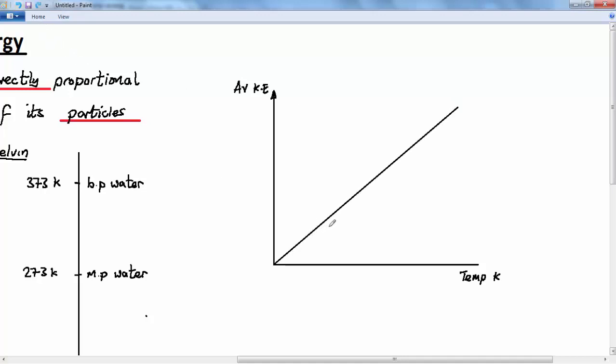Now that linear relationship means, for example, if I were to double the temperature in Kelvin, not in degrees Celsius, then that means we double the average kinetic energy of the particles. Or, for example, if we halve the temperature in Kelvin, we halve the average kinetic energy of the particles. Or if we triple the temperature in Kelvin, then we triple the average kinetic energy of the particles.